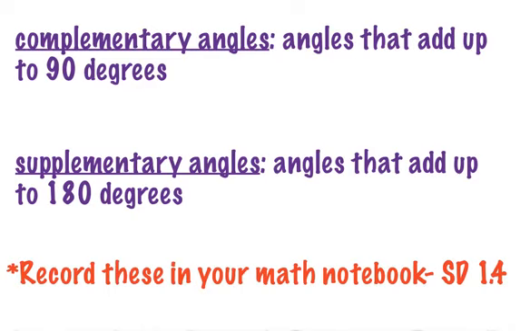Your first word is complementary angles, which are angles that add up to 90 degrees. Your second vocabulary word we're going to talk about today is supplementary angles, and those are angles that add up to 180 degrees. So take a moment, you're going to record these in your math notebook. Flip to your next page, and title it SD 1.4 for Shapes and Designs. Go ahead and pause this video to write down those two new vocabulary words, and when you have that done, please start the video back up.